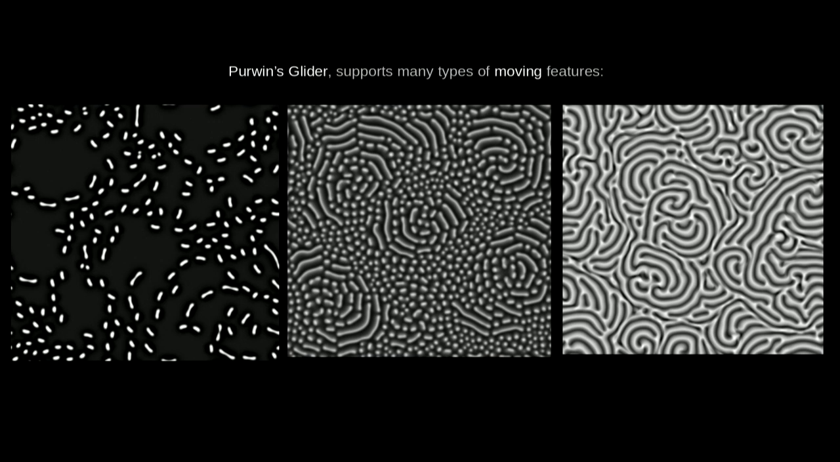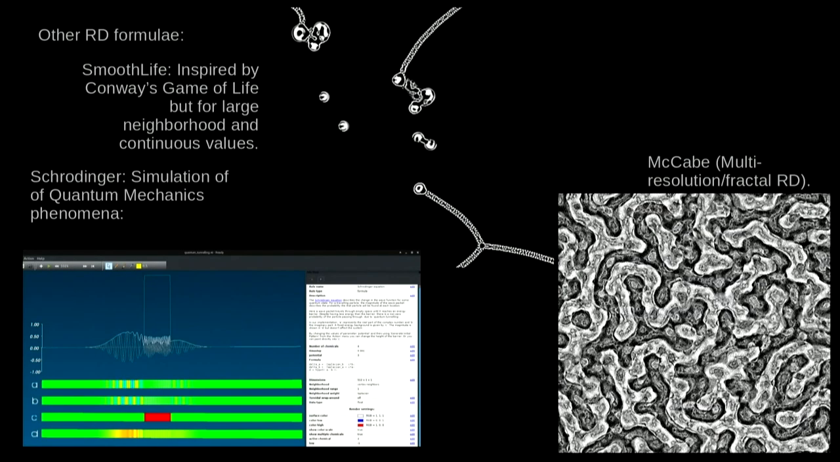And there's another one called Perwin's Glider, which has lots of moving features, so the dots in Perwin's Glider don't stay still. They tend to propagate out along the space, or there might be wavefronts, as in the middle and right images here. There's also funny things like Smooth Life, in the upper middle there. People decided they wanted to try and get something rather like John Conway's Game of Life to work in reaction diffusion. Smooth Life is an example of that.